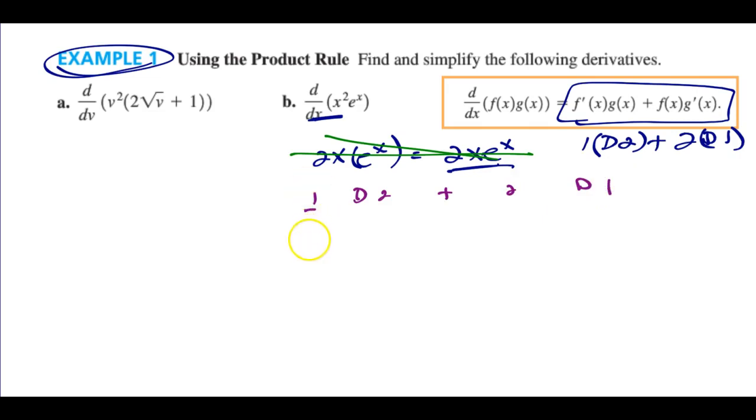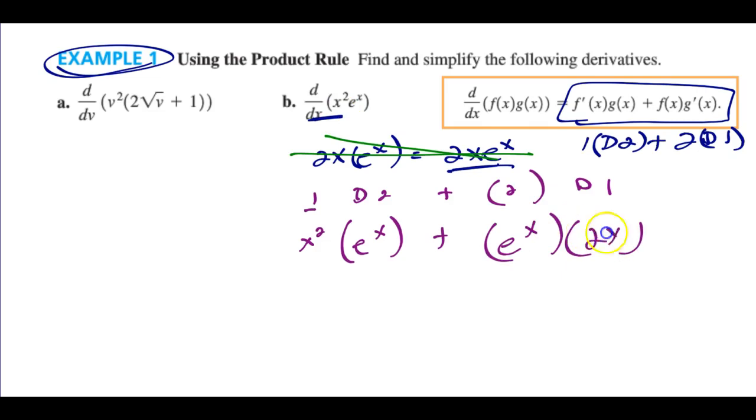So we'll write down the first function, which is just x squared. The derivative of e to the x is e to the x, plus the second function, which is e to the x, and then take the derivative of the first, which is 2x.